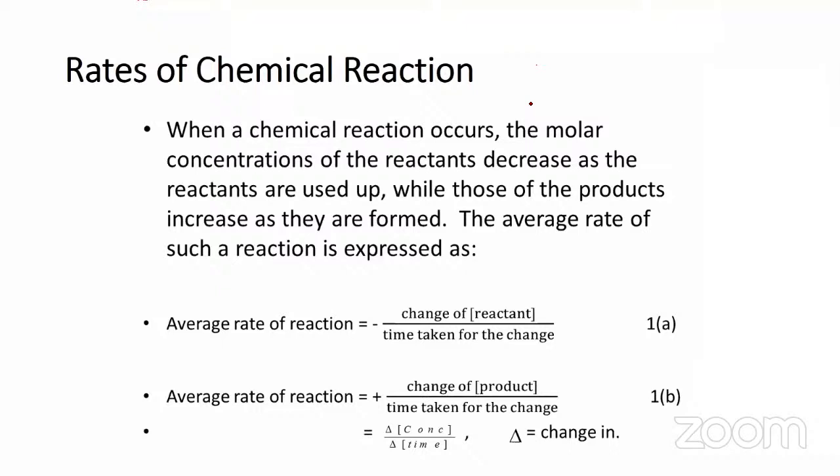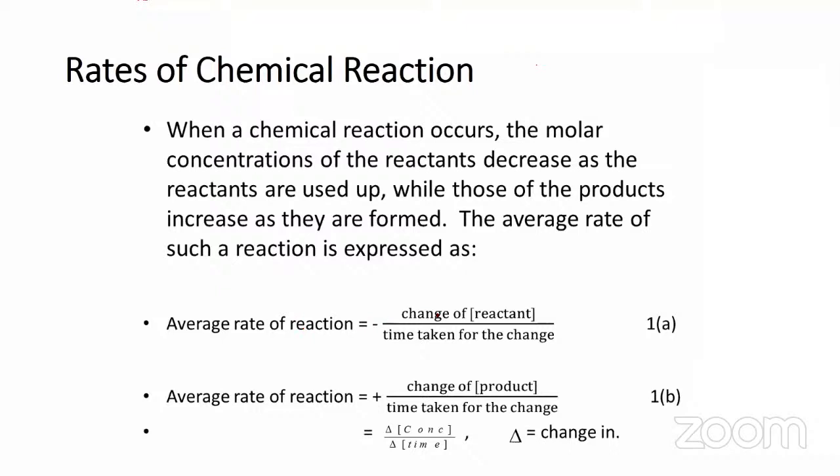As time goes on, reactants, they change. You know, I told you chemistry is about transformation. As time goes on, the reactant will be changing to become product. And so you can monitor the rate at which the reactant is changing or the product is being formed. And so you can explain the rate of reaction in 2 ways.